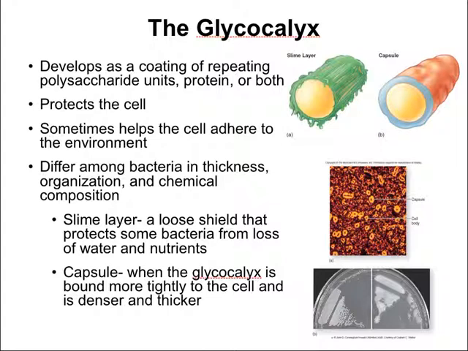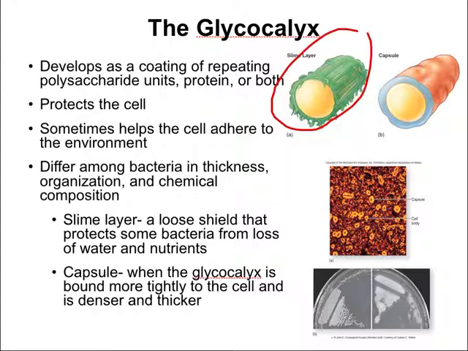The glycocalyx develops as a coating of repeating polysaccharide units, protein, or both polysaccharide and protein. Its function is primarily to protect the cell. Sometimes it can help the cell adhere to the environment around it. And it differs between bacteria in thickness, organization, as well as chemical composition. There are two basic forms. You can have a slime layer that you see here in the green-coated bacteria. This slime layer is what would help formation of a biofilm.